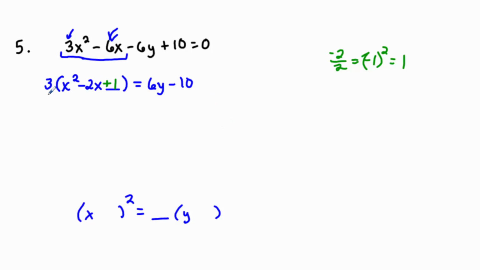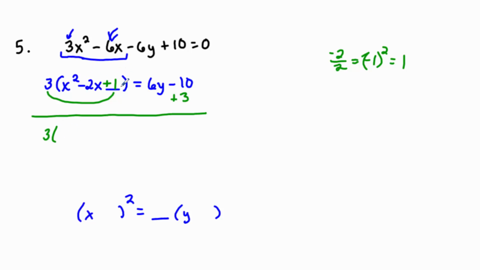And so what I really did when I added 1 is I actually added 3 times 1, which is 3. And this is where my problem happens. I'm going to add 3 to the other side to keep my equation balanced. The 3 that's on the outside is just going to hang out while we factor the inside.